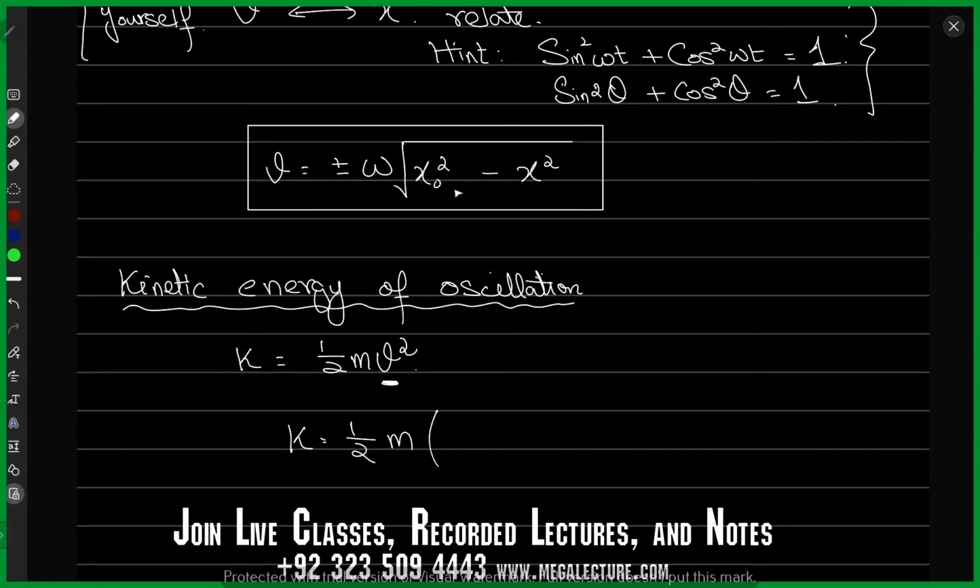And if I square this thing, then the square of minus, we have plus minus, right? So plus, the square of plus would be plus, but the square of minus would also be plus. So the sign just becomes a positive sign, and we have omega squared, and then the square of this thing will cancel the square root over here, and so we are left with x naught squared minus x squared, right? And so the kinetic energy is half m omega squared times x naught squared minus x squared.